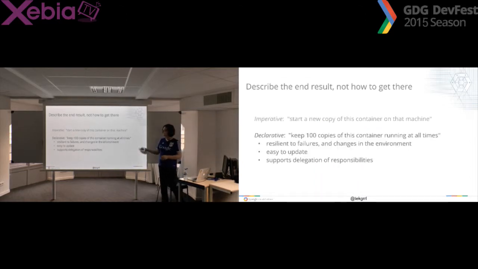And so we come to this notion of imperative versus declarative. Imperative is where the engineer says explicitly, I want to run this thing in this data center, on this rack, on this machine. And we move to keep 100 copies of this container running at all times. And this is resilient to failures. The scheduler can monitor to make sure that the desired state, what was originally in that configuration file, is maintained all of the time. It's also easy to update, and it supports the delegation of responsibilities.